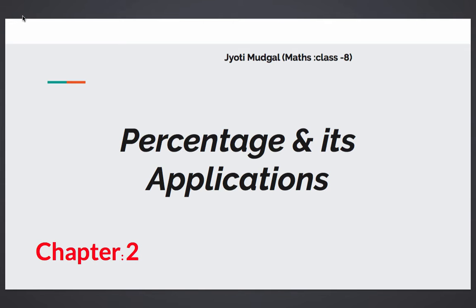Next comes mark price. What is it? The printed price, the catalog price, the advertised price, or the list price is termed as the mark price. Whenever we purchase any article from a market, there is a slip or sticker on which the price is written. So that price is termed as the mark price.